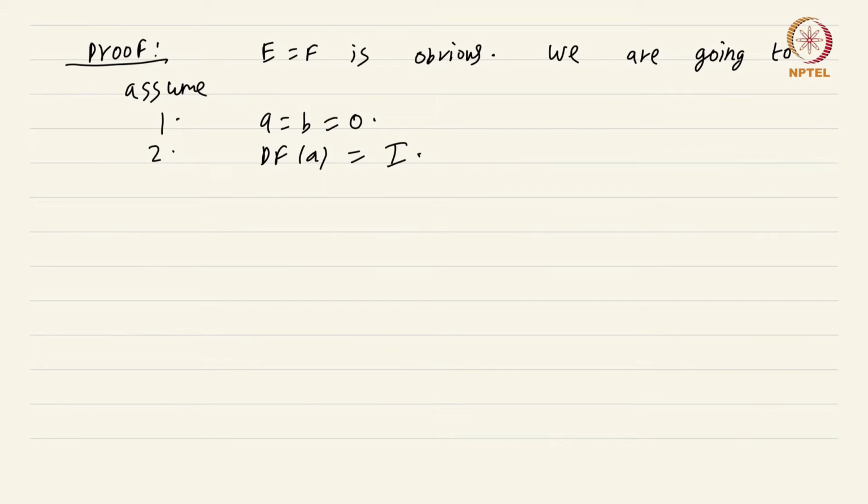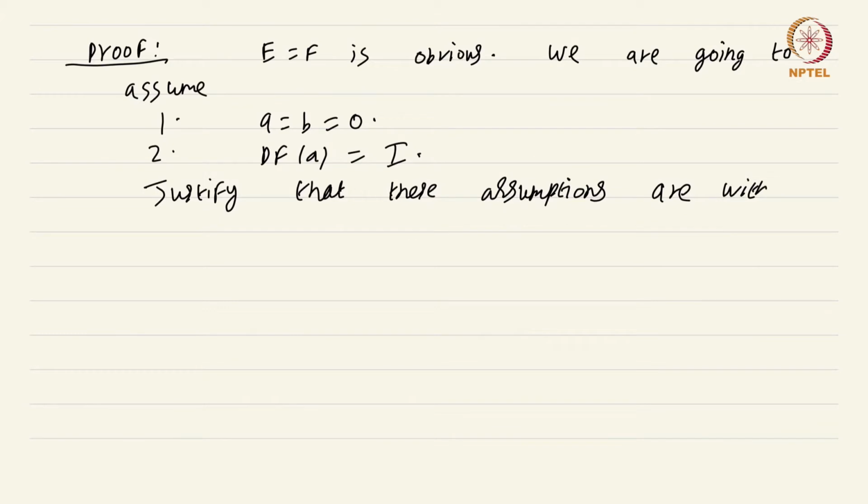Okay, now I want you to justify these assumptions. Justify that these assumptions are without loss of generality. Okay, what I mean by that is, if you can prove the inverse function theorem in this setting where A equal to B equal to 0 and the derivative map is just the identity, the general result when A is not equal to B and may not be equal to 0 and DFA is just an invertible map and not the identity map, this really doesn't matter. Okay, the general case will follow very easily.